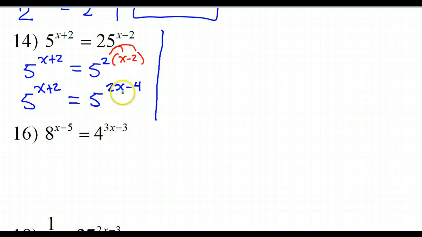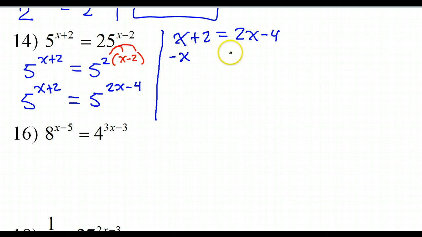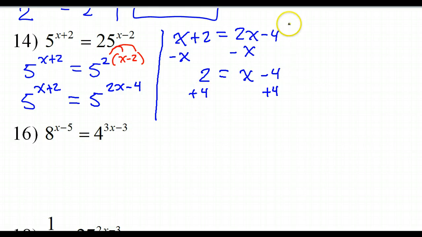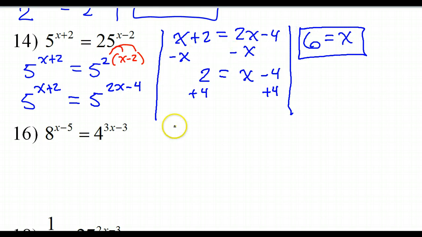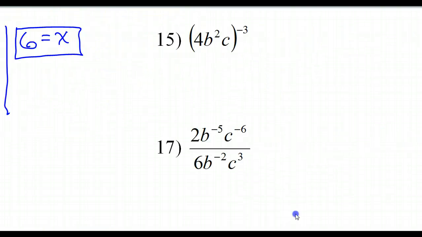If the bases are the same, the exponents are the same. So I can go ahead and set these equal to each other. Okay, this equals that. How do I solve this? Do the x's first. Let's subtract x from both sides. That gives me 2 equals x minus 4. Then we add 4 to both sides. So that will give me 6 equals x. Alright, that's number 14. What about number 15?